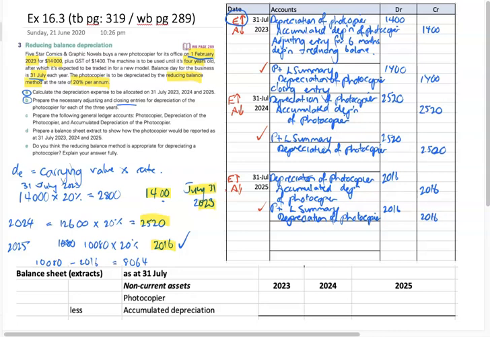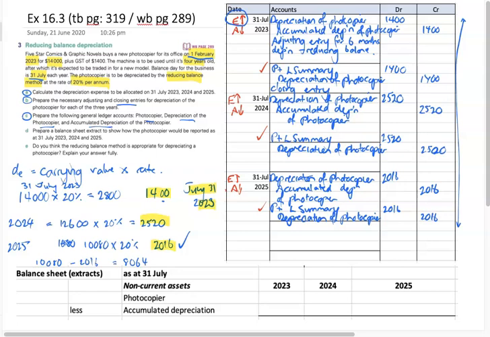Part C asks us to prepare the following general ledger accounts: photocopier, depreciation of photocopier, and accumulated depreciation of photocopier. I'm going to do this at the end because there is no space on this one. I'm going to go to a new tab. But ultimately, all you're going to do is pick up all the information from our general journals. If it's a debit, you're going to write it on the left-hand side of your ledger. And if it's a credit, you're going to write it on the right-hand side of the ledger, and you're going to be really careful with your cross-references.